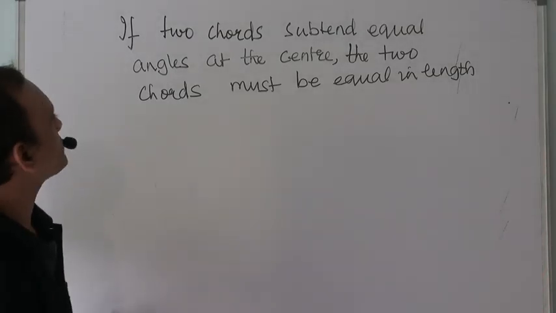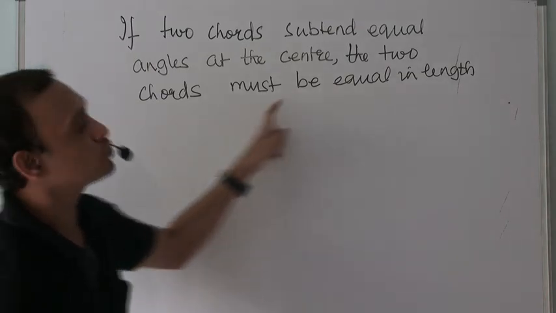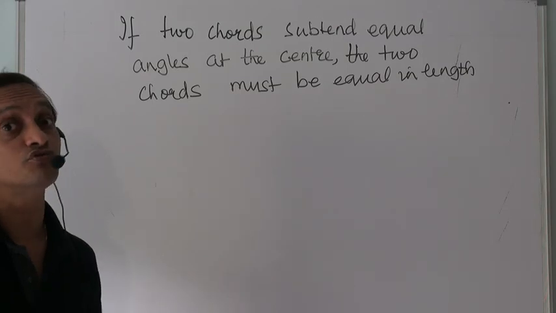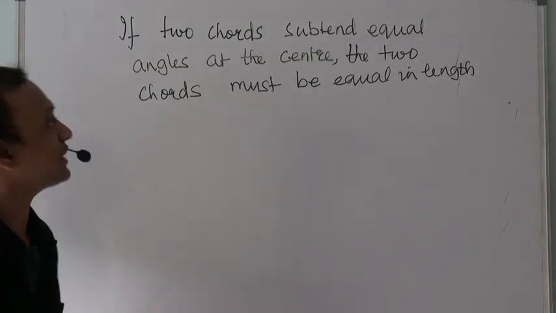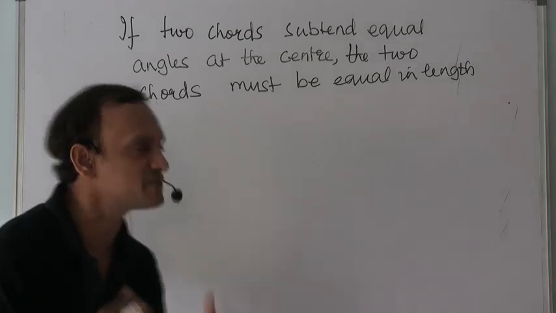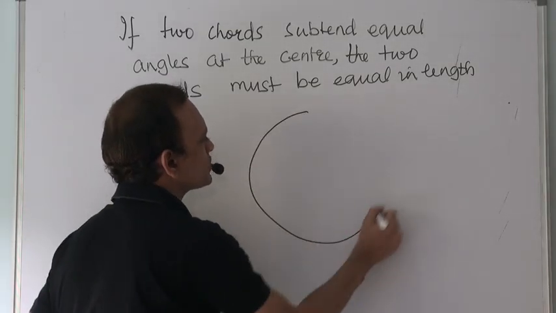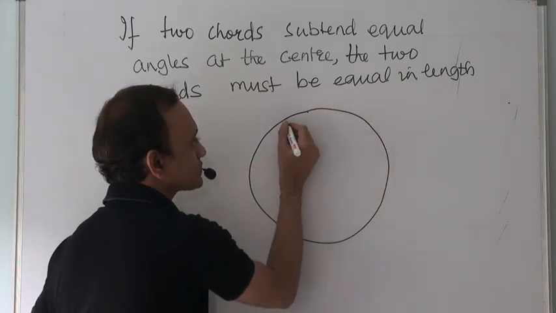So if two chords subtend equal angles at the center, the two chords must be equal in length. That's a proposition we either want to prove or check, prove or disprove, right? So it's really the converse of the previous property. All right, it doesn't take too much effort to examine this.